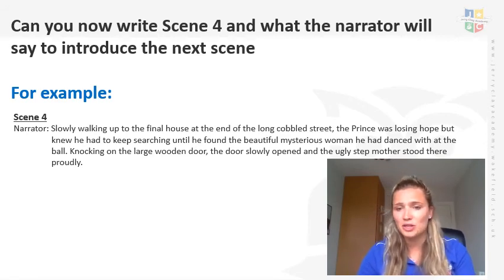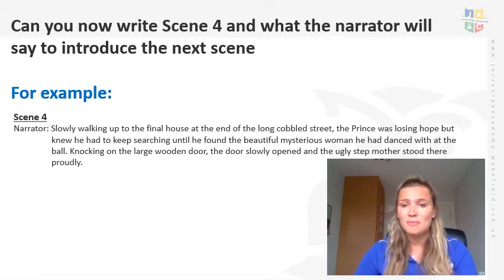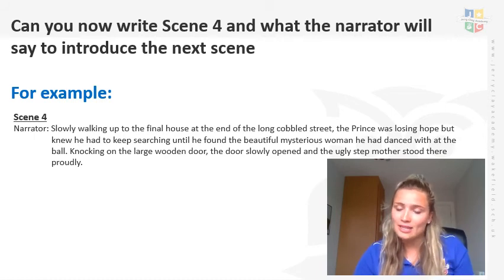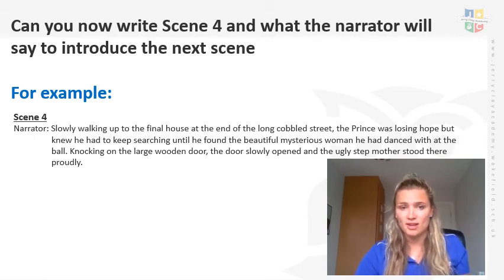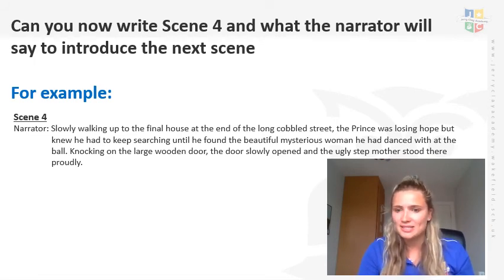Now again, here I've got lots of adjectives and adverbs. Long, cobbled are my adjectives, mysterious. I've then got some adverbs, slowly, proudly. So please make sure you can include some of those as well. And now I'd like you to have a go at introducing your next part. So what's your narrator going to do to introduce your next scene?